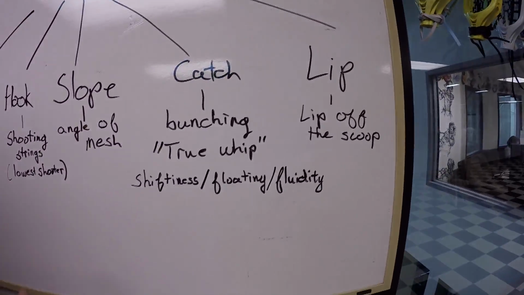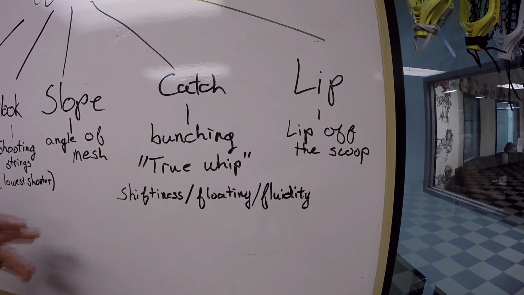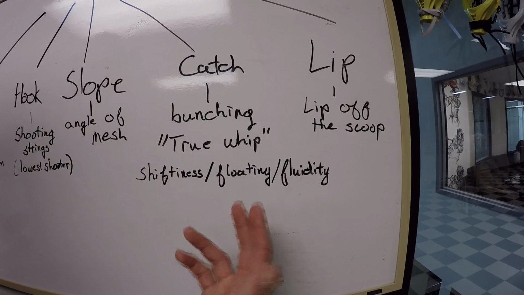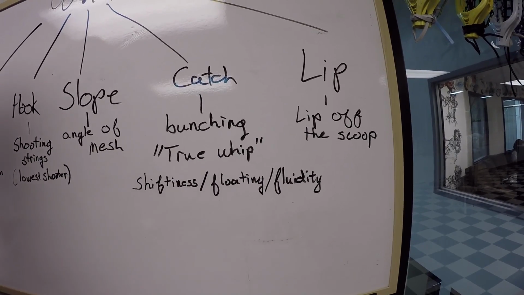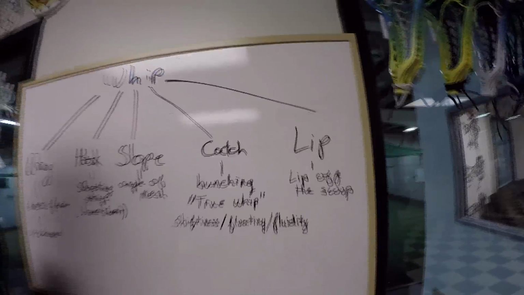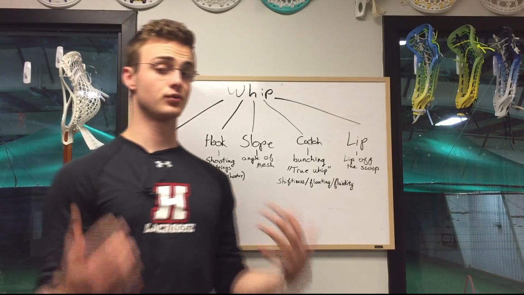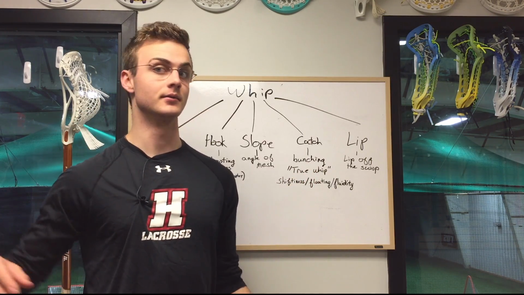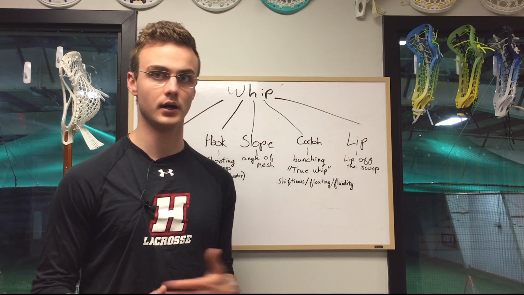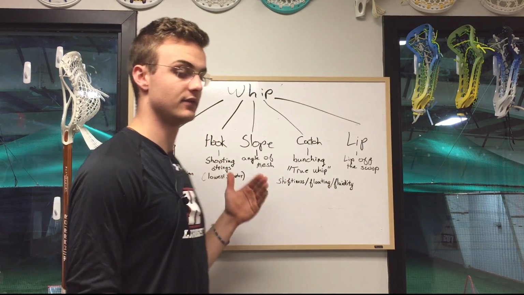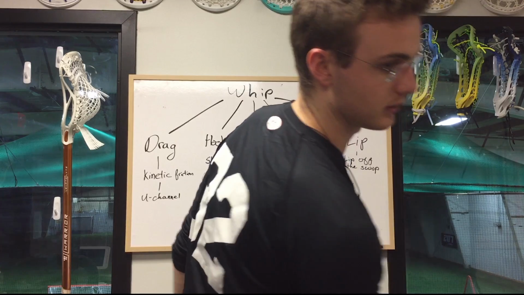Next up is the idea of catch. Catch is almost synonymous with bunching. It's what you could probably call true whip, and all these ideas like shiftiness, floating, fluidity of the pocket, they all funnel into the idea that is catch. So when you're making a true shooting stick, and I'm talking like Zach Dorn 117, Paul Rabil 112, like a real shooting stick, you're gonna factor in the idea of catch more prevalently than any of the other ideas.